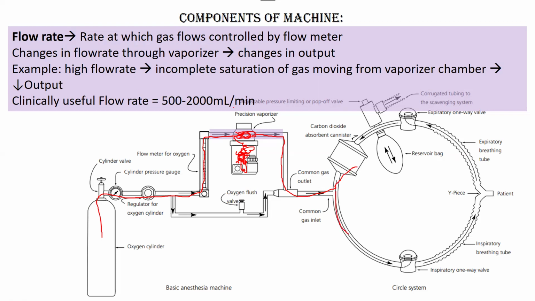So, if the flow of oxygen through the vaporizer is very fast, then the vaporizer gets less time to saturate the oxygen gas with the gaseous anesthesia. But if the flow rate is low, the gas gets more time to get saturated, or mixed, with the gaseous anesthesia. So low flow rates will have high output of gaseous anesthesia, but high flow rates will have low output of the gaseous anesthesia. And the clinically useful flow rate is 500 to 2000 ml per minute. I hope you have understood this flow rate.